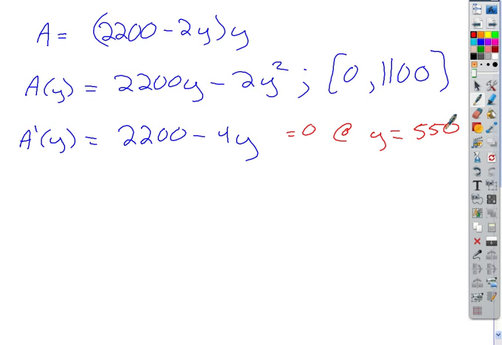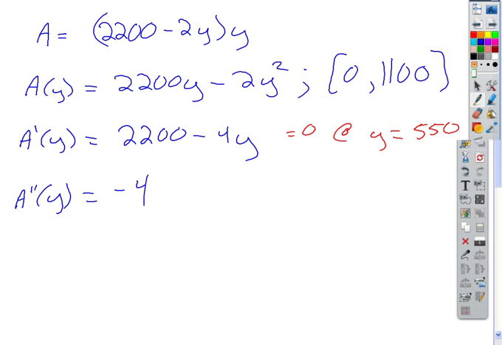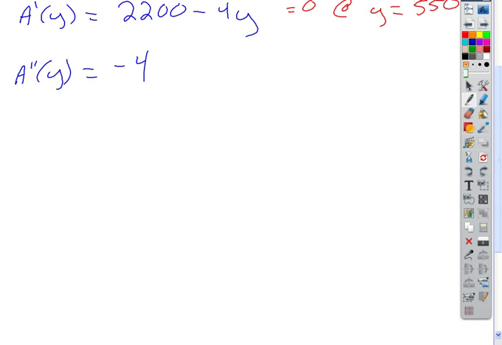Now, while we're at it, we might as well calculate a second derivative because it's so easy. What is the second derivative? Negative 4. So when we make our table, the second derivative is always negative. By the second derivative test, that'll tell us immediately what kind of extremum we have at this critical number, right? Third derivative is 0. So let's make our table.